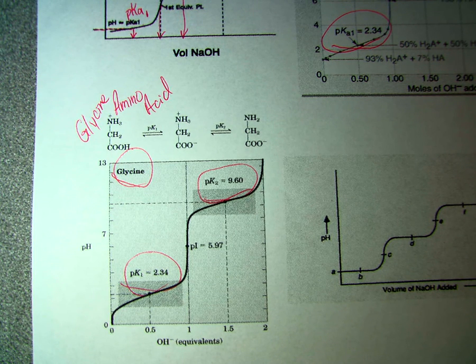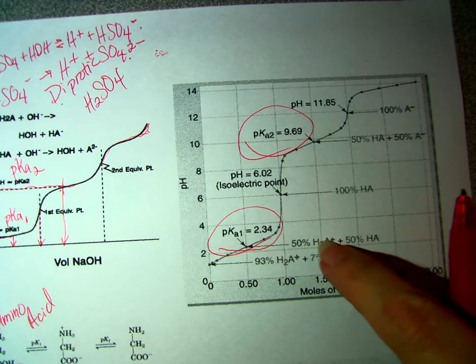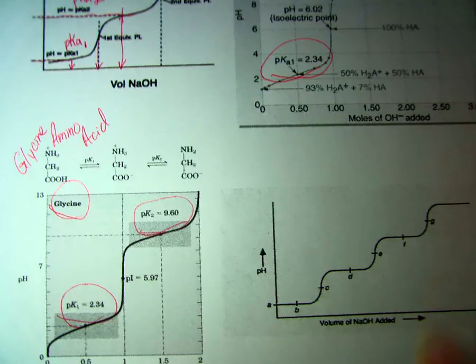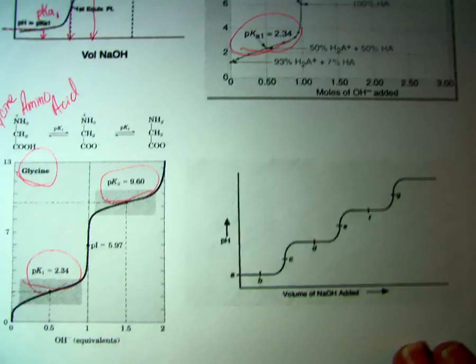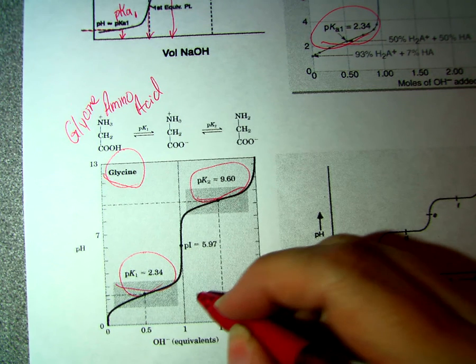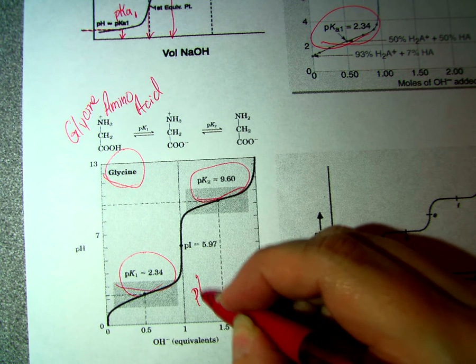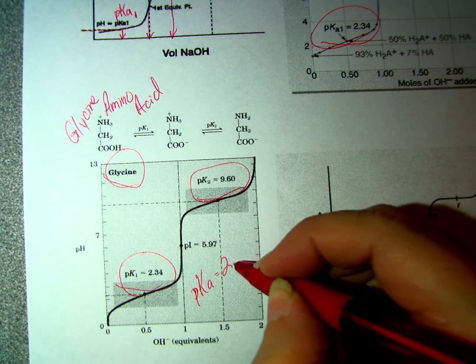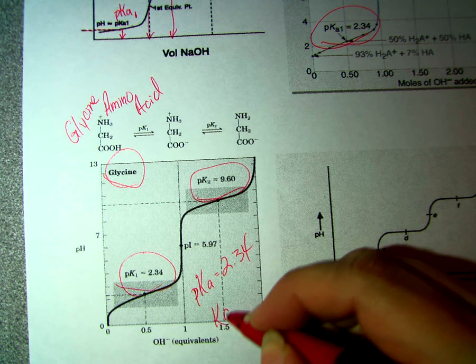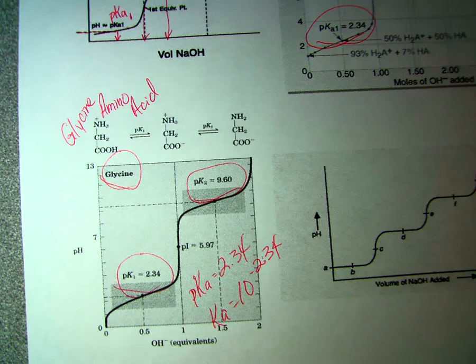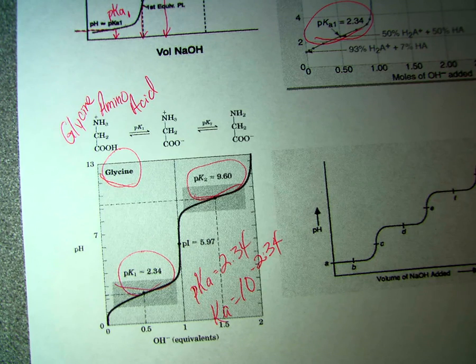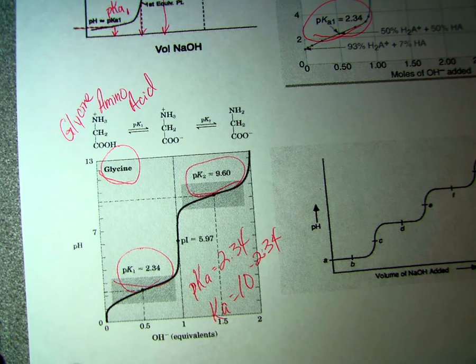And it's almost identical to this one up here. So if they give you the pKa's, you don't have to do anything, you just use them. Well, you would then have to calculate Ka. With a pKa of 2.34, your Ka would be 10 to the negative 2.34, so you'd have to calculate it. You just do that by taking the inverse log.